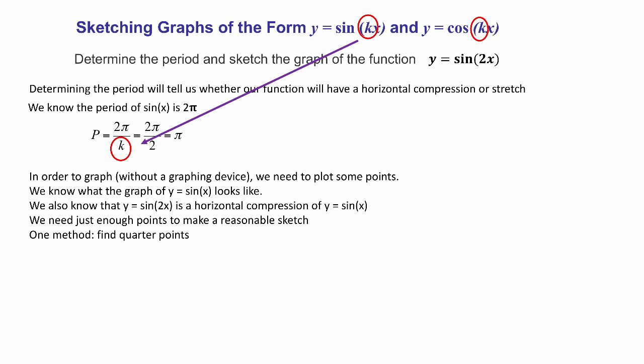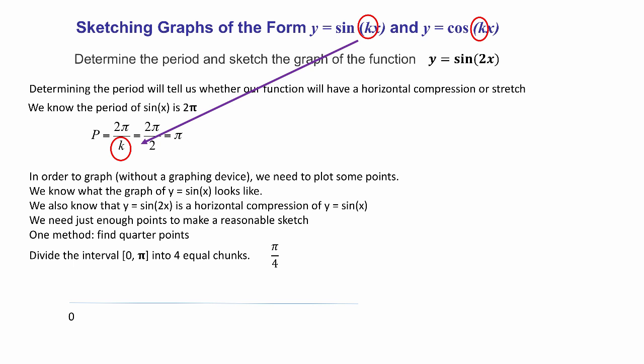One method that works pretty well is finding quarter points. We divide our interval, that is our period, into 4 equal chunks. So dividing pi by 4, we get pi over 4. So each one of our chunks is going to be pi over 4 in length. And let's lay that out on a number line just for a good visual.